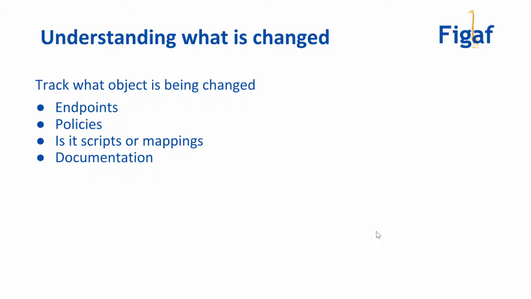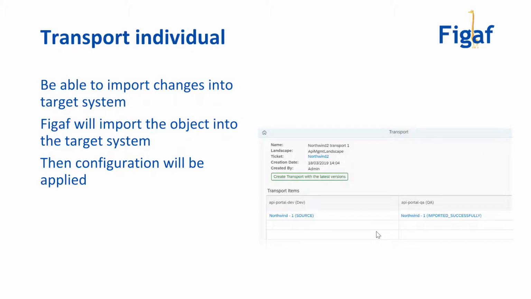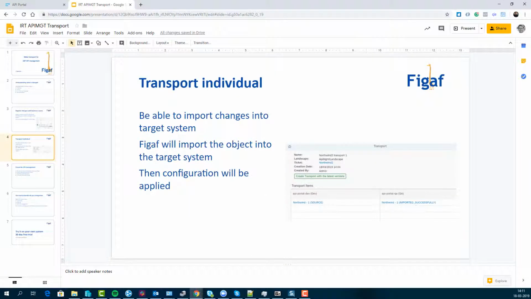So with Figaf, you now have the option to track all the different versions of your proxies during development time. You can see all the scripts and mappings that you have applied to it, and you can see the differences between versions. You can then register a business reason for making any of these changes, so people will be able to see we made this specific change. Then we can transport it as an individual object and import it into our QA system. And that is the full process. Let me just show you how this works.